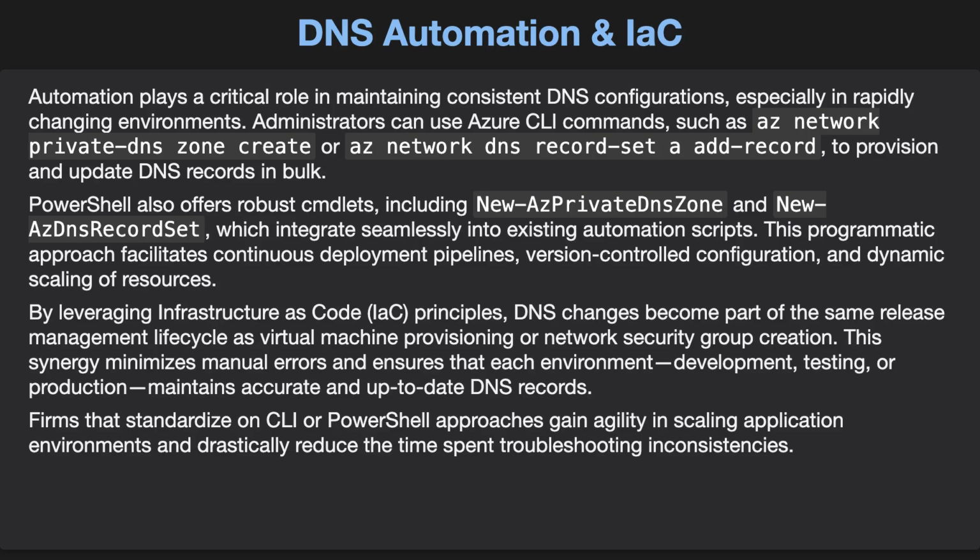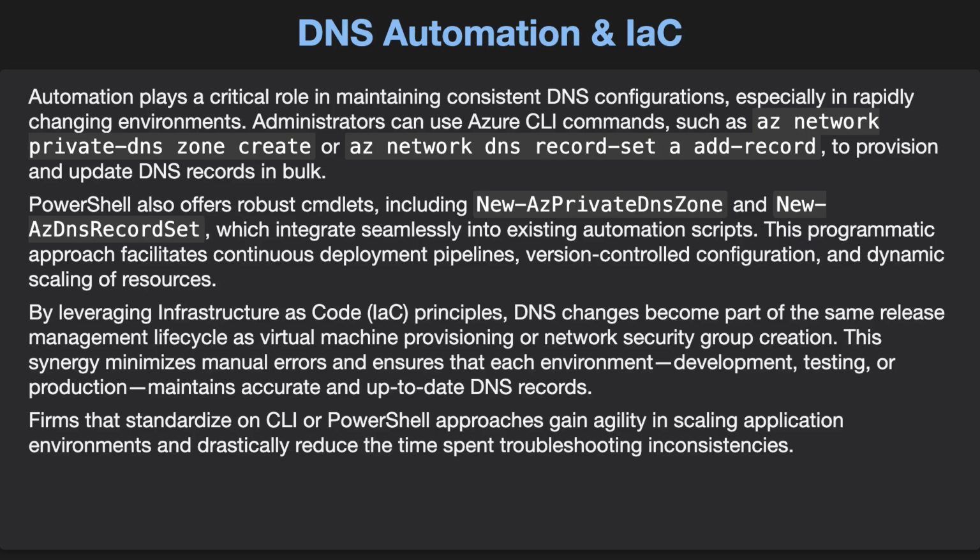This programmatic approach facilitates continuous deployment pipelines, version-controlled configuration, and dynamic scaling of resources. By leveraging infrastructure as code (IaC) principles, DNS changes become part of the same release management lifecycle as virtual machine provisioning or network security group creation. This synergy minimizes manual errors and ensures that each environment, development, testing, or production, maintains accurate and up-to-date DNS records. Firms that standardize on CLI or PowerShell approaches gain agility in scaling application environments and drastically reduce the time spent troubleshooting inconsistencies.